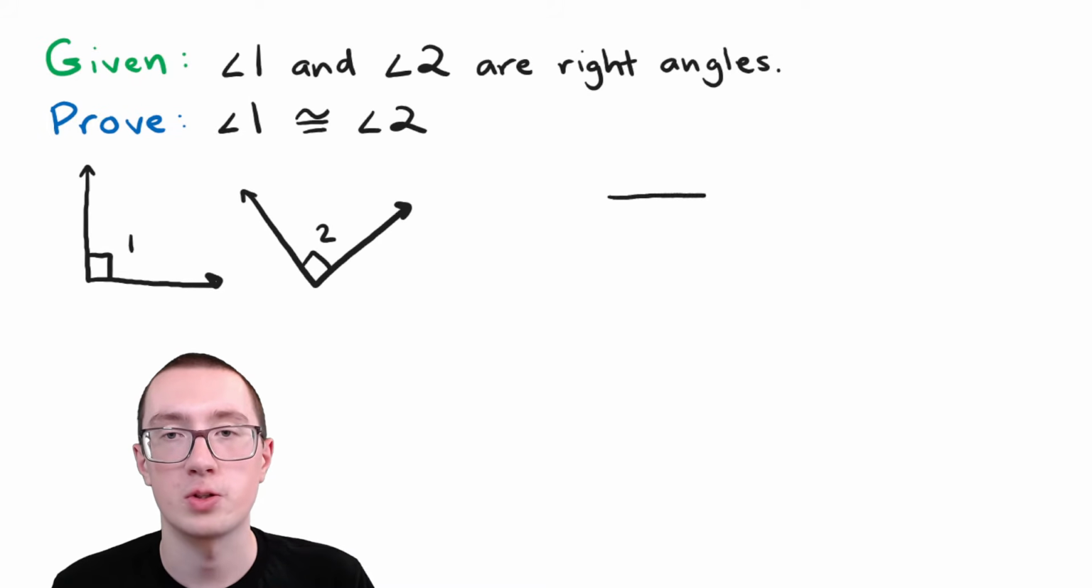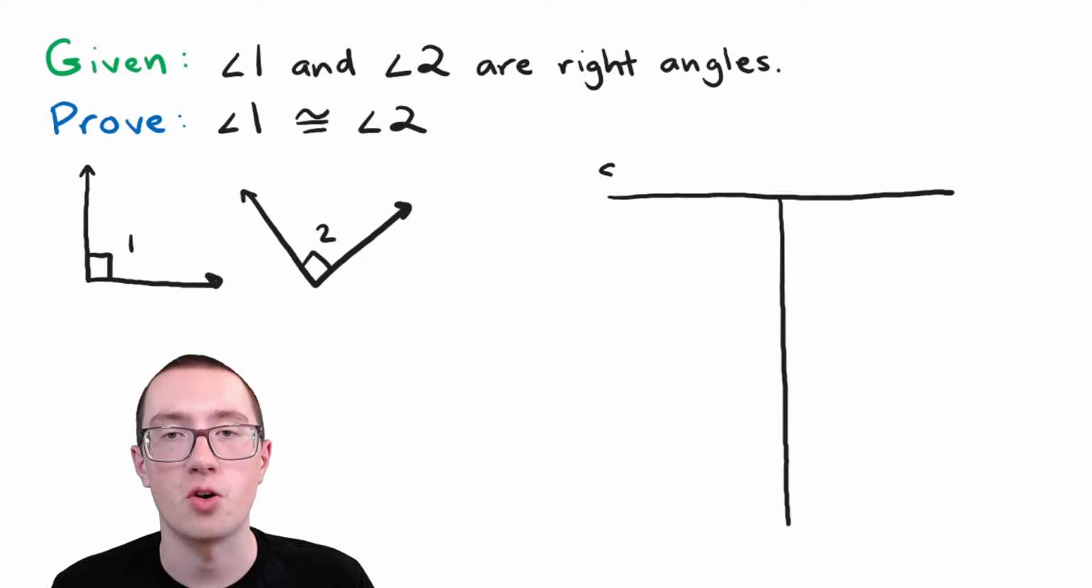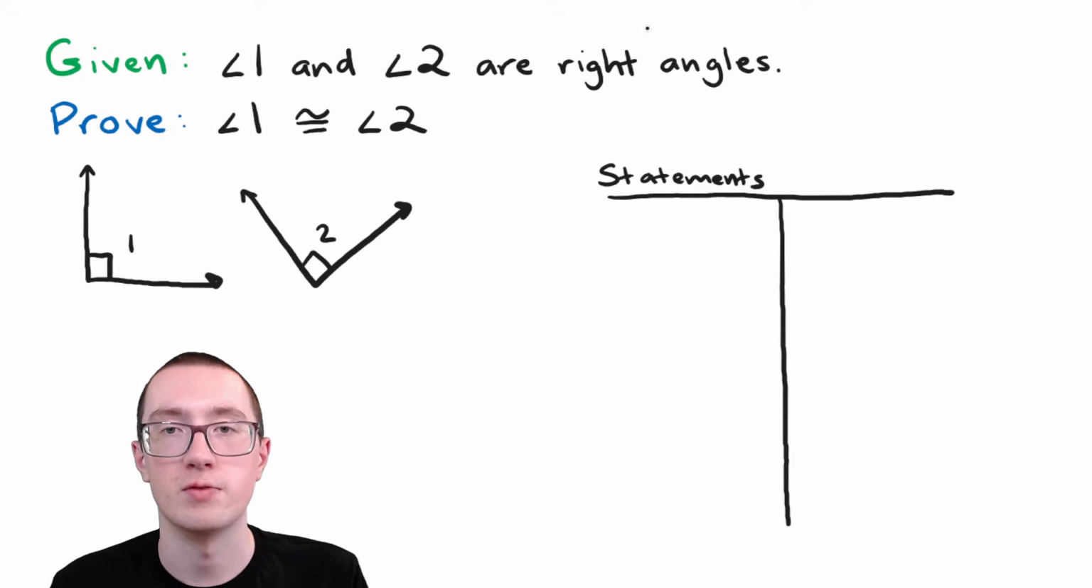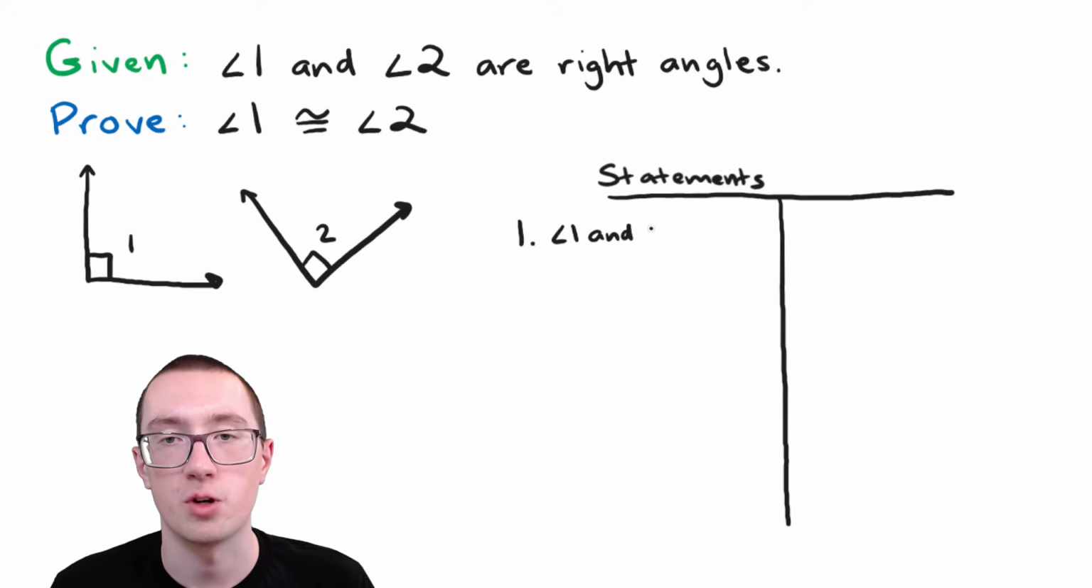So we're going to draw what looks like a T over here to the right. So the left side of your proof is going to be all of your statements. So what we're going to do is we're always going to start with our given statement, which is angle 1 and angle 2 are right angles. So at the top here, I'm just going to put a 1 because it's step 1. And I'm going to write this down. Angle 1 and angle 2 are right angles.